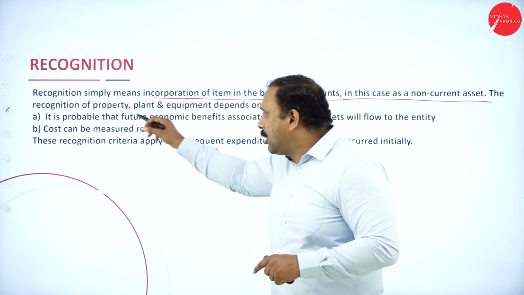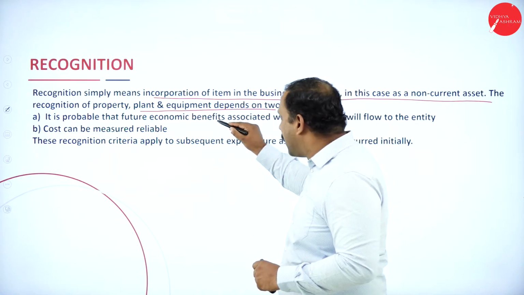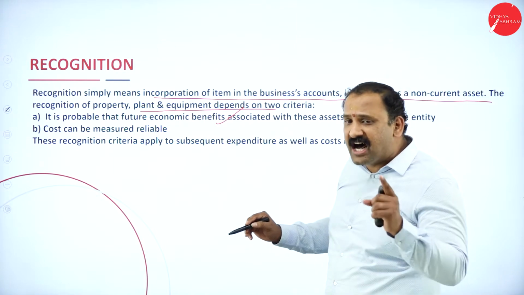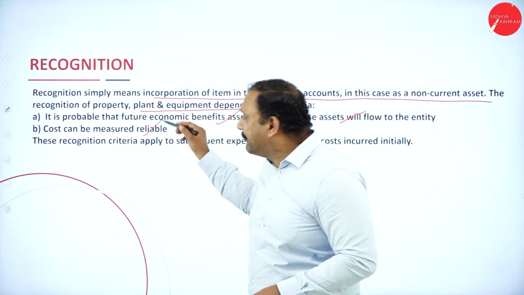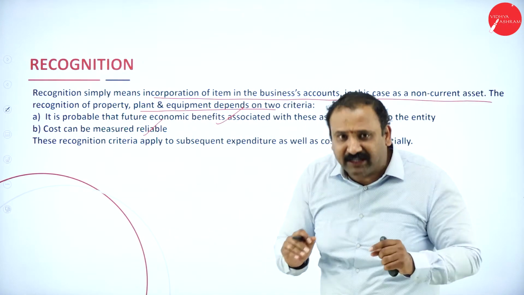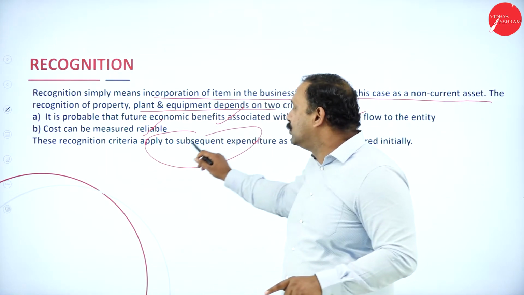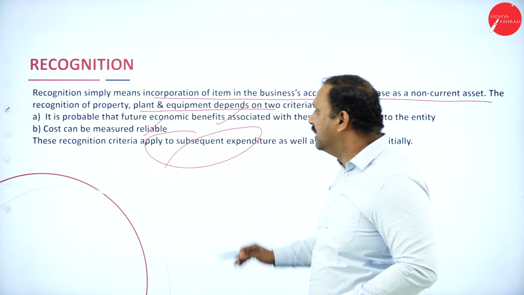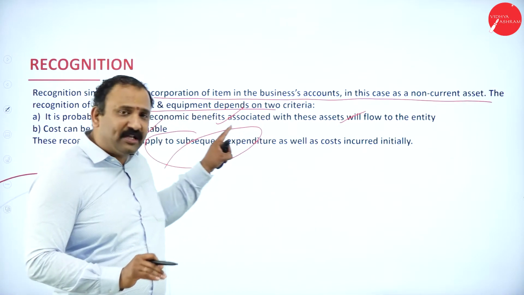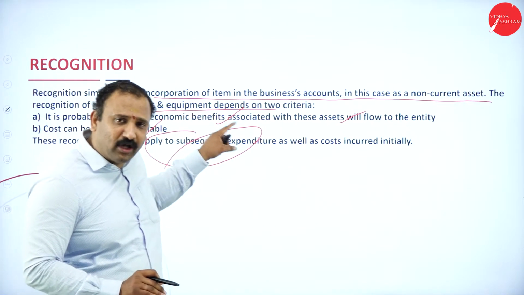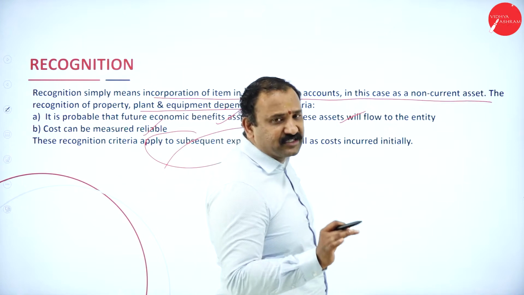So the recognition of property, plant, equipment depends on two criteria. What are those two criteria? It is probable that future economic benefits associated with these assets will flow into the entity. And the cost can be measured reliably. So cost will definitely be measured as a reliable factor. These recognition criteria apply to subsequent expenditure as well. This is very, very important for each one of us to understand: how has the cost occurred initially, what are all the factors at which they are being measured, and what is the future economic benefit that is associated.